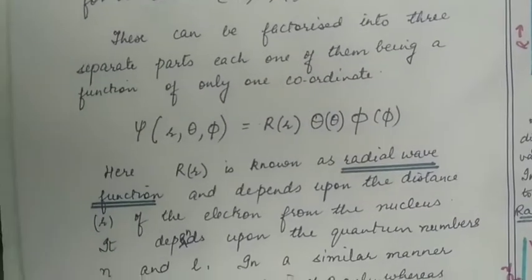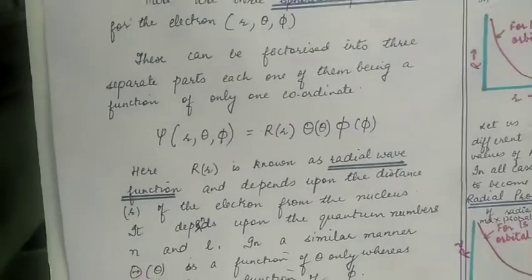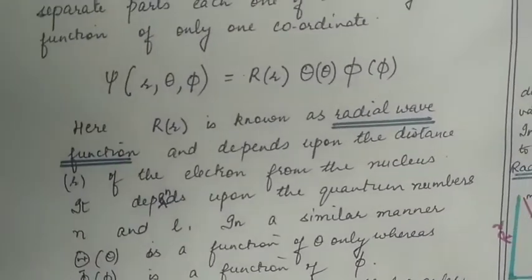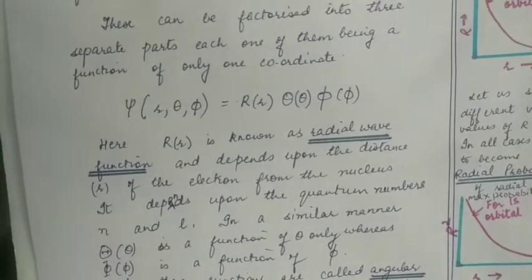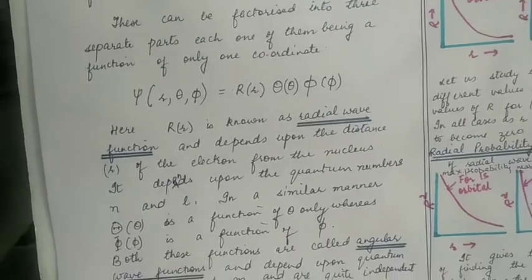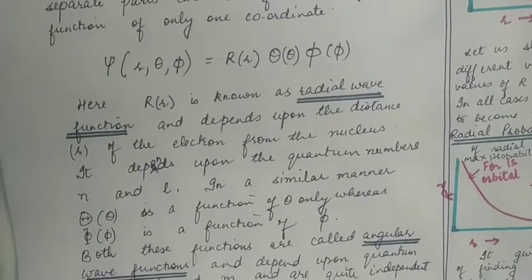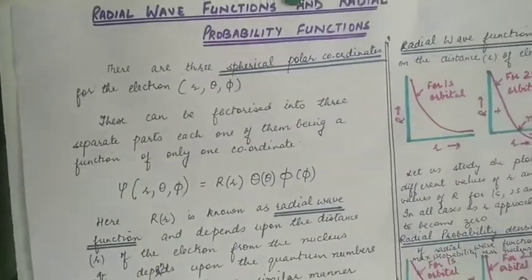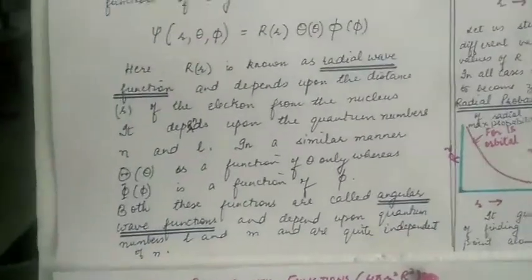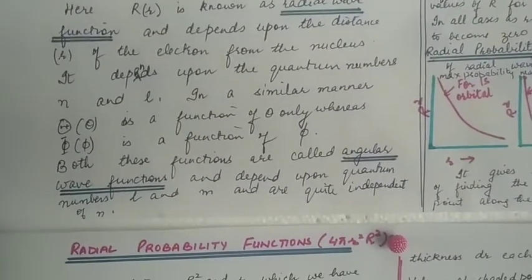For example, psi of coordinates r, theta and phi can be separately considered as a function R of r, Theta of theta and Phi of phi. Here R of r is known as radial wave function, a function which depends on the distance of the electron from the nucleus, r. It depends upon the quantum numbers n and l, and in similar manner Theta of theta depends on the angle theta and Phi of phi on the angle phi, and these two are called the angular wave functions and depend upon the quantum numbers l and m and are quite independent of n.